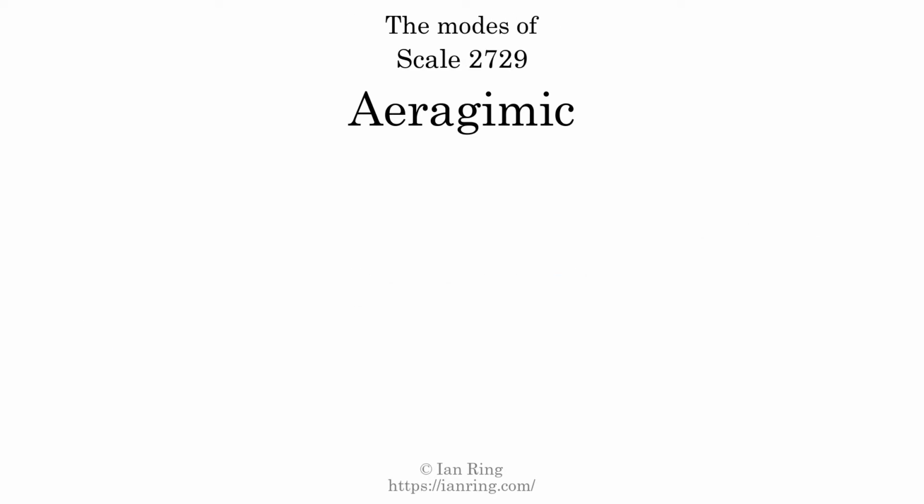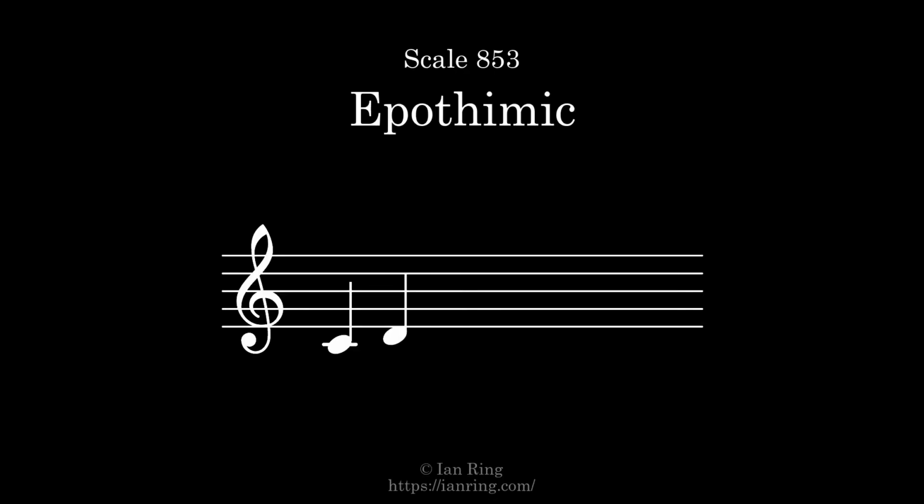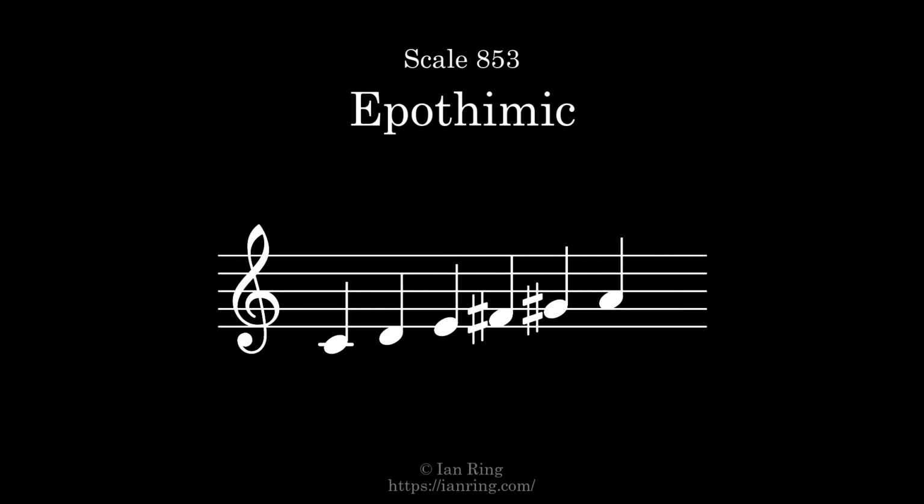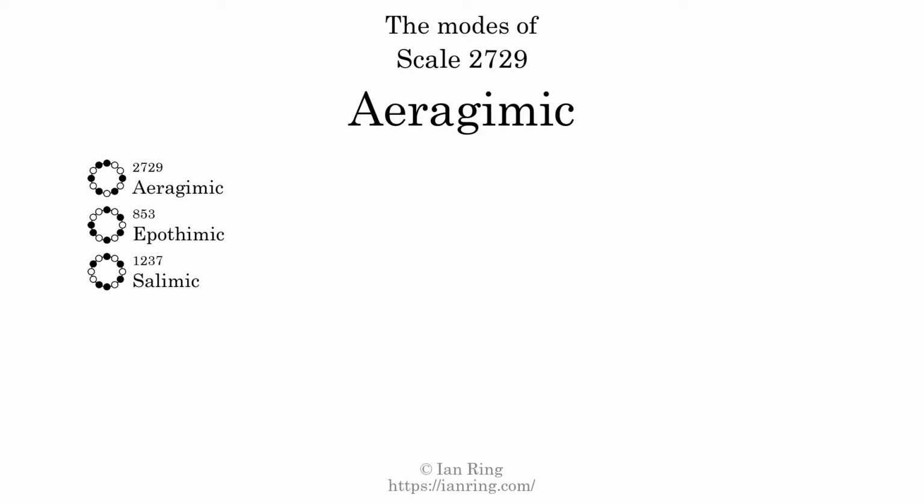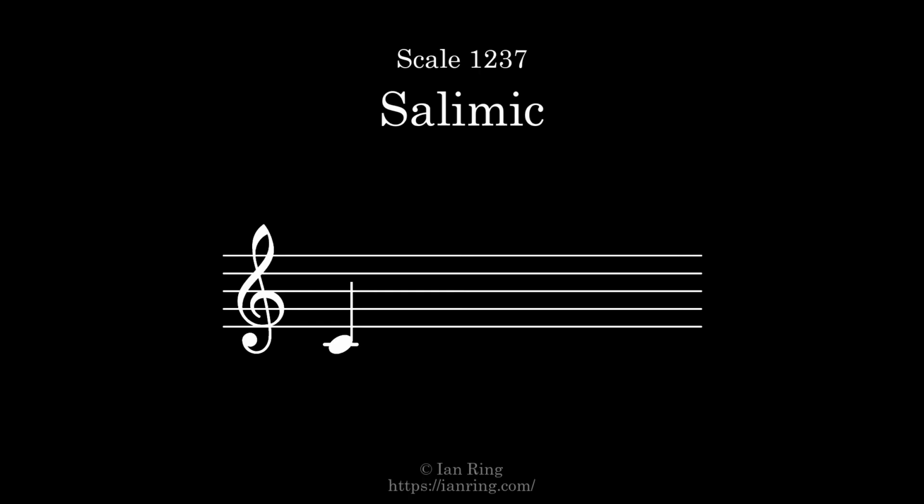This scale has 6 modes. The first mode is itself. The second mode is scale 853, also known as epithymic. It sounds like this. The third mode is scale 1237, also known as thalamic. It sounds like this.